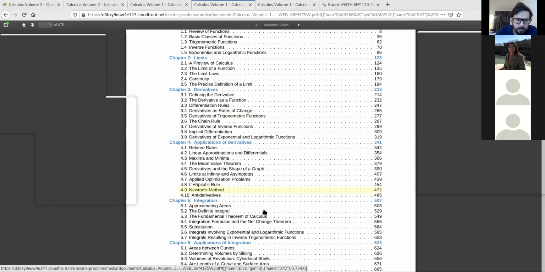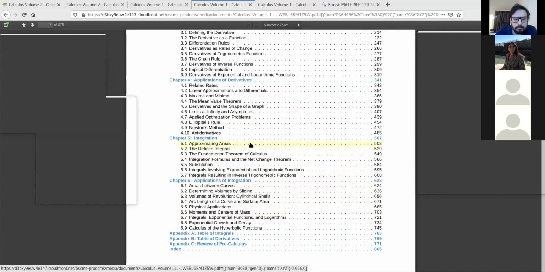Then integration, really the idea of the Riemann sum, that was the important part, the definite integral. We tied it with the fundamental theorem of calculus and version 2, the evaluation theorem. We kind of brought it together so that you can find the antiderivative and evaluate it at those points.